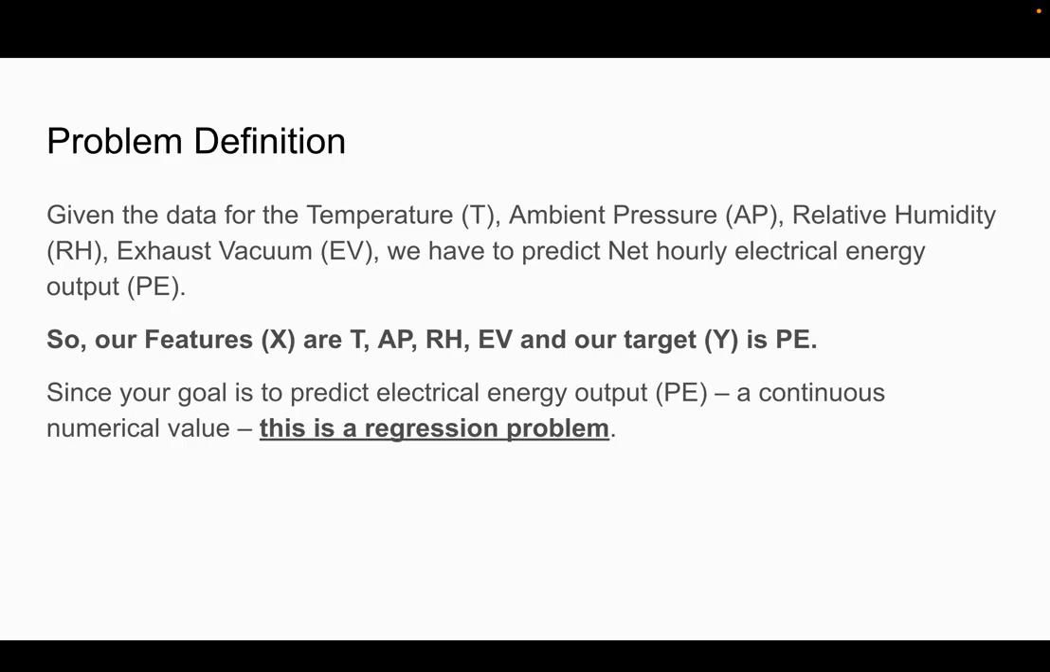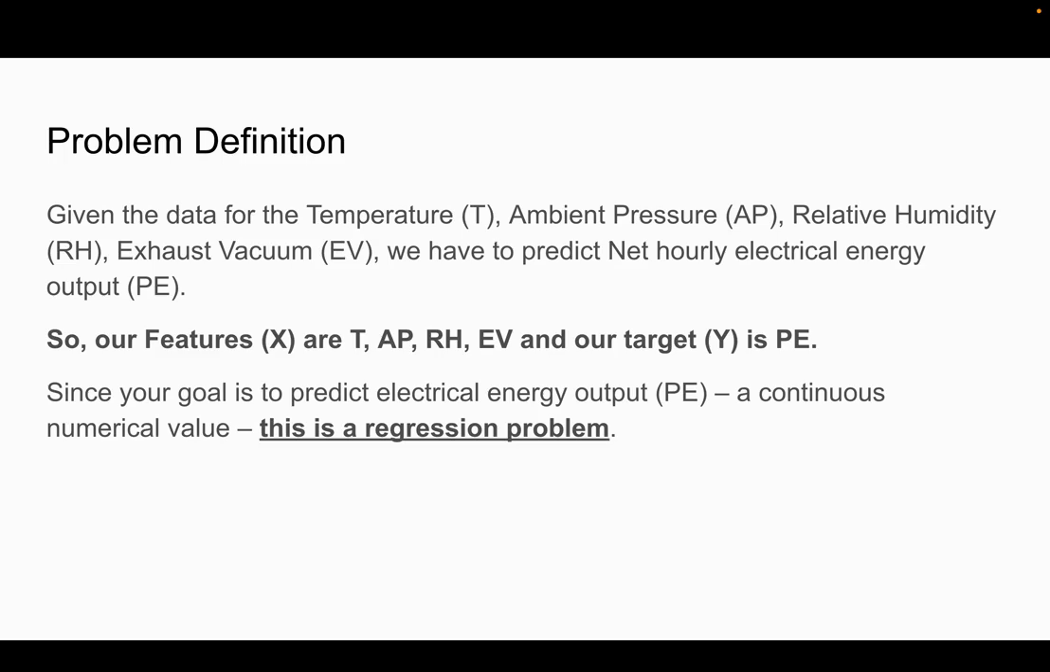The problem that was given to us was a data set where we were given the temperature, ambient pressure, relative humidity, exhaust vacuum, and we have to predict the net hourly electrical energy output. So clearly our features are the temperature, the ambient pressure, relative humidity, and exhaust vacuum. Our target is PE, which is what we want to predict, the net hourly electrical energy output.